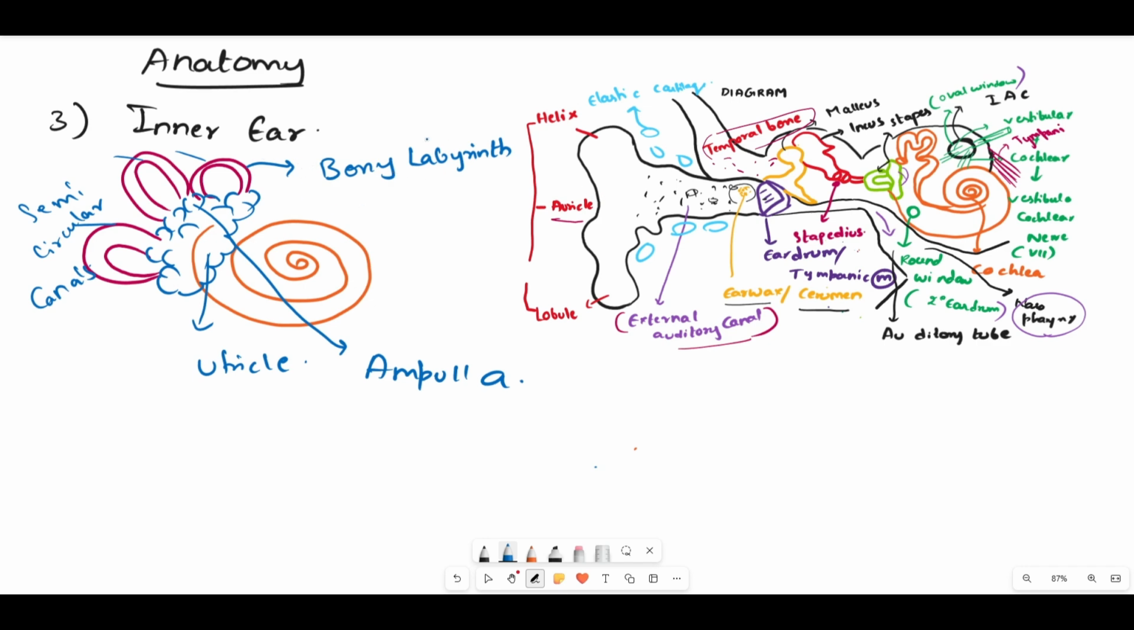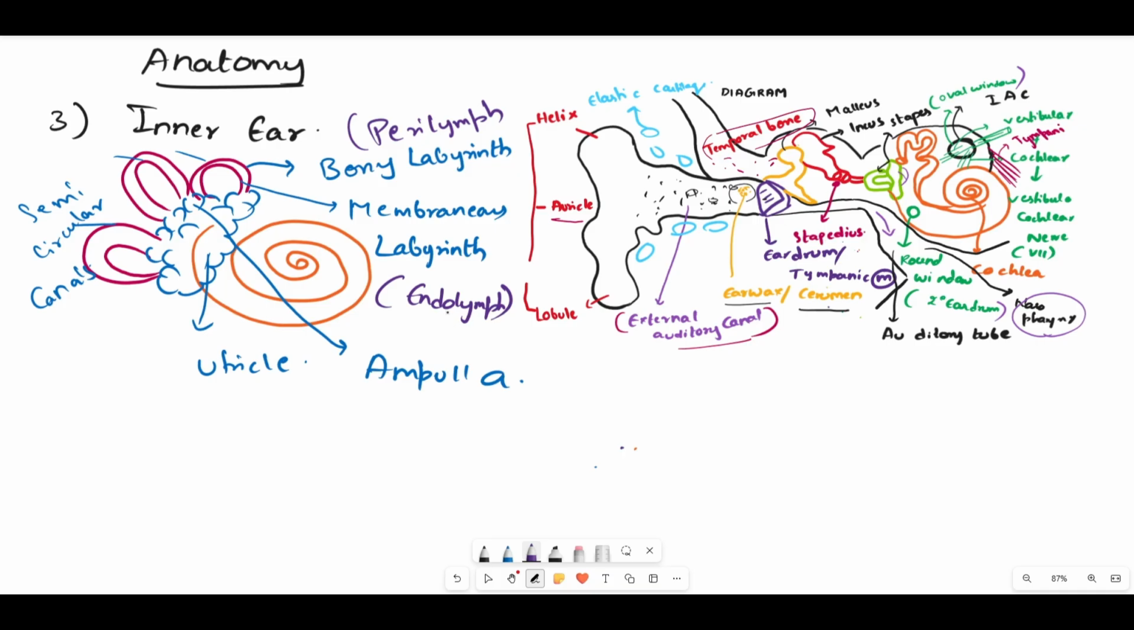This outer part is the bony labyrinth, and this inner part we will be calling the membranous labyrinth. The bony labyrinth consists of perilymph, and the membranous labyrinth has endolymph in it. So how do you describe this inner ear?